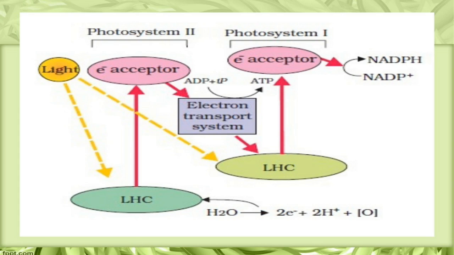Water here splits in the presence of light, that is photolysis of water, and electron is transferred to the LHC, because to continue this process there is a need of continuous supply of electrons, and that is fulfilled by water. Oxygen is released as a byproduct and 2 protons combine with NADP to produce NADPH.